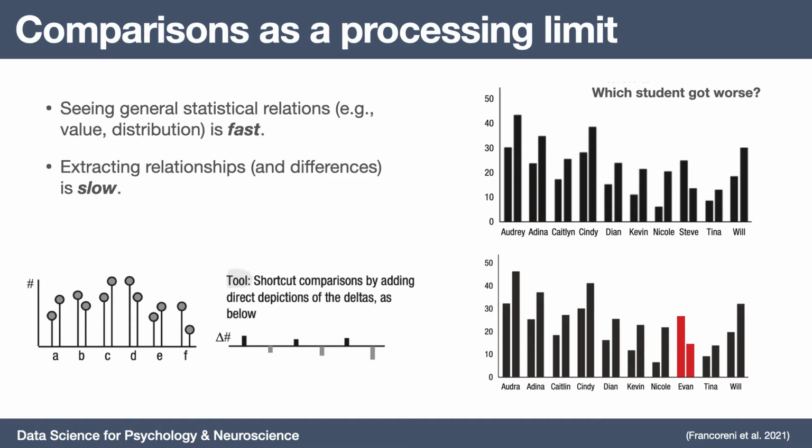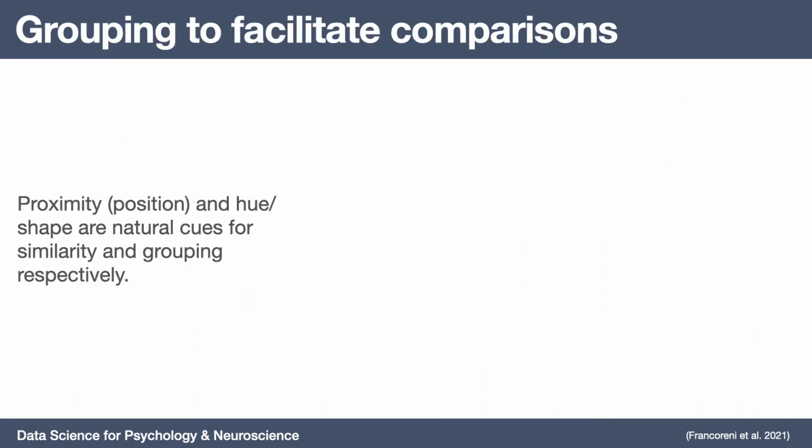So this is another plotting trick that can be useful for making comparisons which have this visual processing limit that are very taxing on the visual system. In fact, let's dig into this a little bit. How can we use visual information to facilitate comparisons?